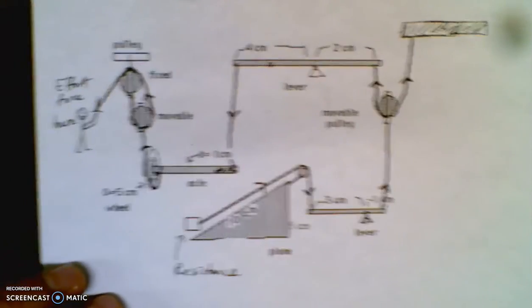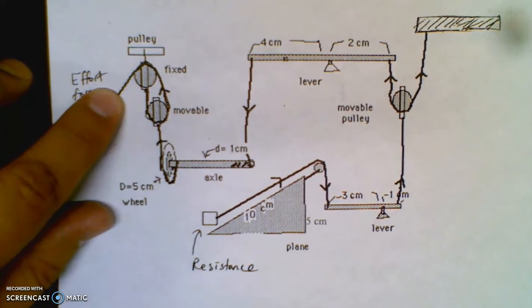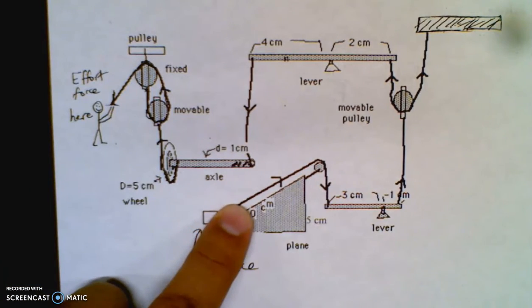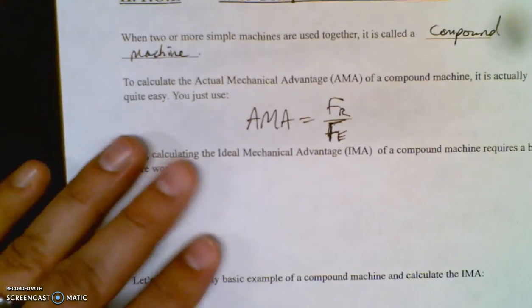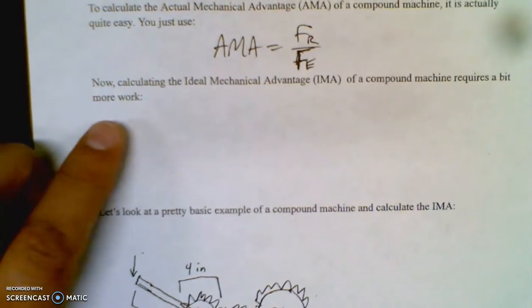So all you'd have to do on a crazy machine like this to find its AMA would be have a force meter here to tell how much force you're applying when you pull on this rope, and have a force meter here that measures how much resistance it's giving. So not too hard. But IMA is a little harder to calculate.